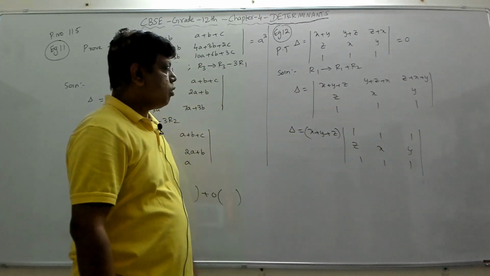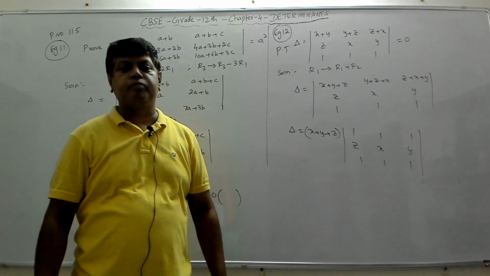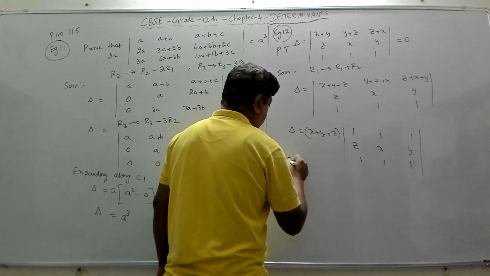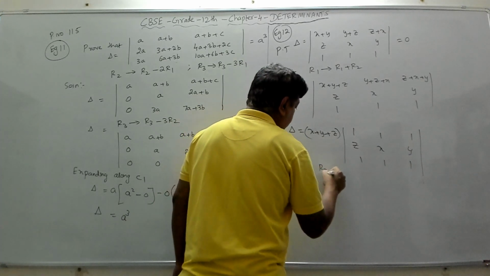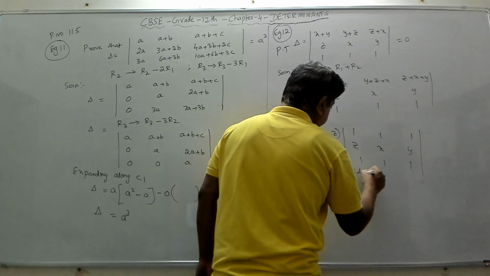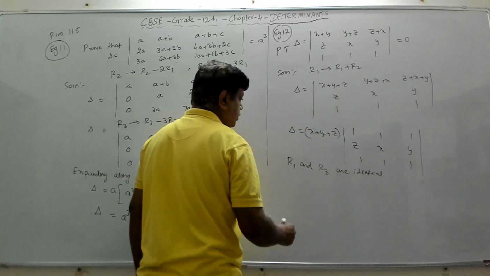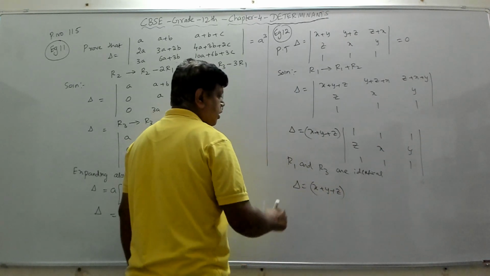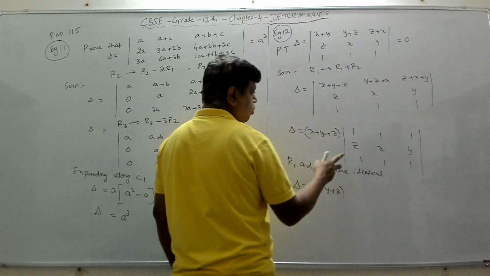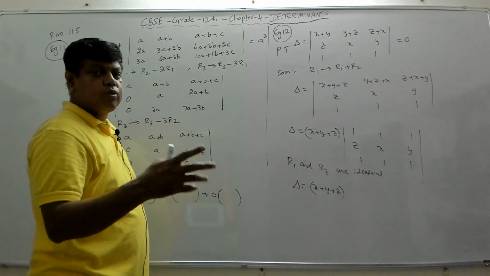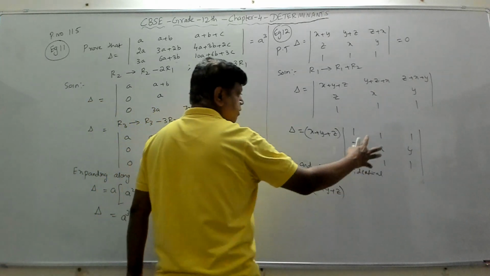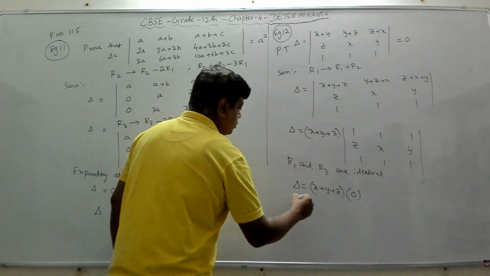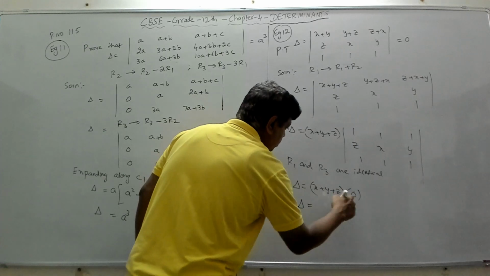Now what are we observing here? If you see, row 1 and row 3 are identical. Row 1 and row 3 are the same. So R1 and R3 are identical. Therefore delta equals x plus y plus z times the determinant. When any two rows or any two columns are identical, then the value of the determinant is 0. That is our property 3. So by property 3, the value of this determinant becomes 0, because two rows are identical. So your delta will become x plus y plus z into 0, which gives you 0.